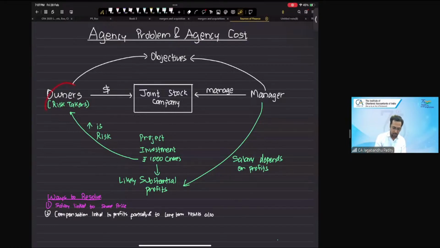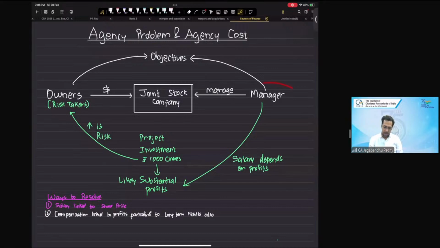But risk is a significant matter for owners. So owners will be reluctant to put money into a risky project, whereas managers would be like, I'm not going to lose anything. My salary is fixed. I just need to put the money into that business and I'll get my salary as usual. So there will be this sort of conflict coming in. Managers are trying to maximize their salary and owners want to maximize their wealth. And that's where the problem arises. This is what we call the agency problem.